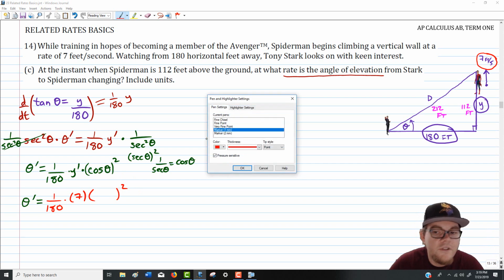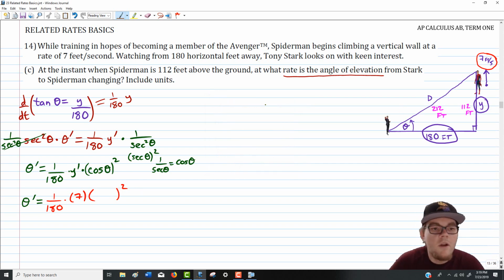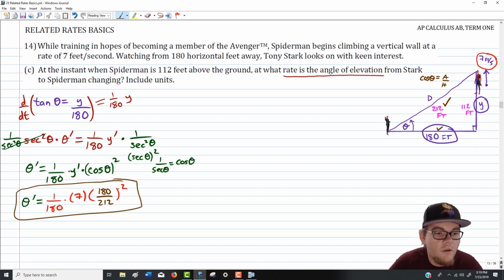And you might feel for a second that cosine of theta is nowhere to be found. It's certainly not given to us. But remember, cosine is just equal to adjacent over hypotenuse. And we know that the adjacent is always 180, and at this instant, the hypotenuse is 212. So we actually end up with 180 over 212 squared. And this is absolutely the value we're looking for.